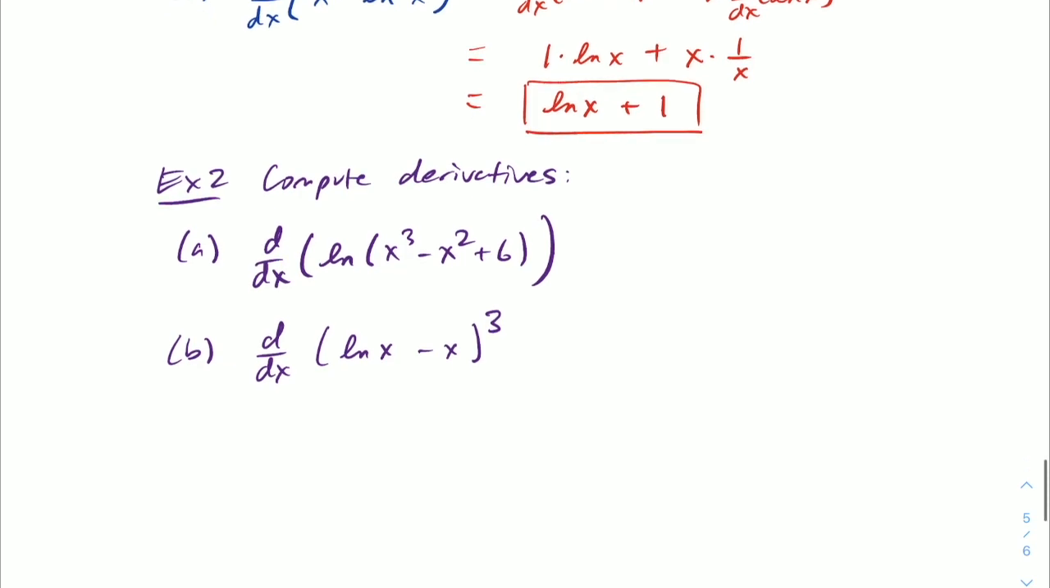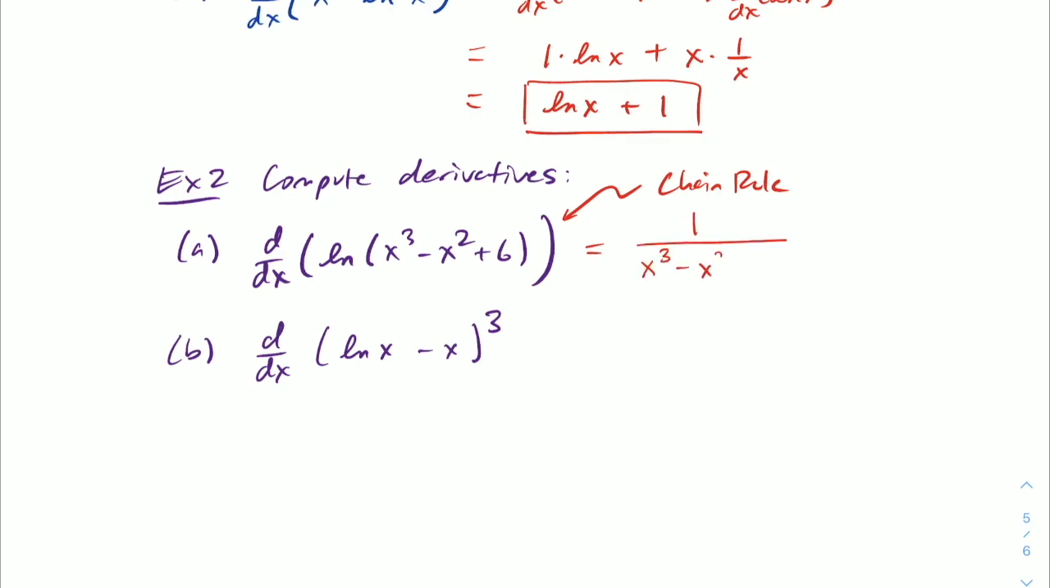Okay, so in this first part A, we're going to have a function, a polynomial, inside a natural log. And so this is going to be using the chain rule. You'll recall that when we apply the chain rule, we take the derivative of the outside, so the derivative of natural log. The derivative of natural log is 1 over x. And then we leave the inside of that function alone.